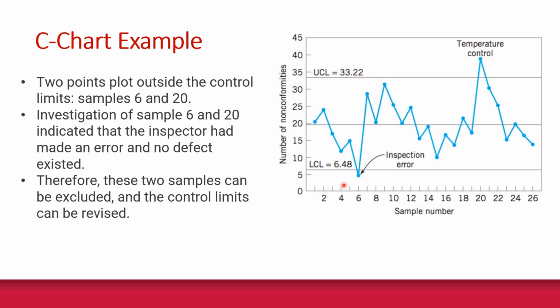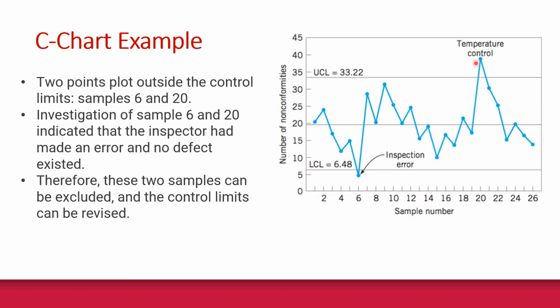So those are problems we have to investigate to see if we can find an assignable cause. So in this case, we go out and we find that there was an inspection error. Here the inspector just made an error. We rechecked that tire and it's okay. There's no defect. And also up here, maybe we had a problem with a temperature controller, so we actually know what caused this bad sample.